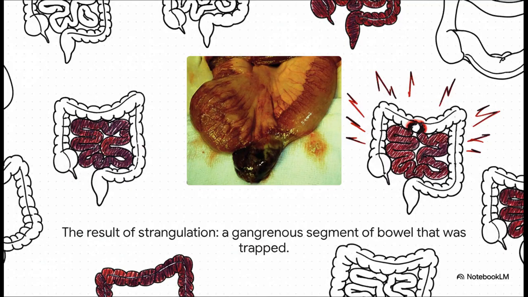And this is the grim result. This image shows a gangrenous segment of bowel. Just notice how dark and lifeless that tissue is. That is necrosis. This particular case was a Richter's hernia, which is a very tricky type where only one side of the bowel wall gets trapped in the defect. It is a very stark illustration of why strangulation is so life-threatening.